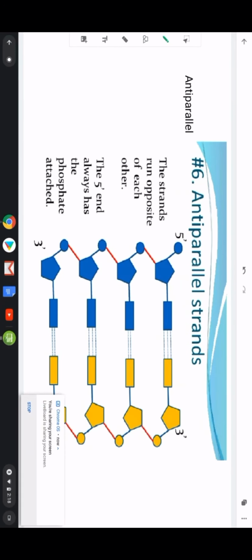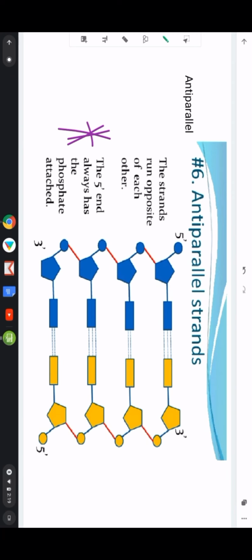Now this slide just further shows what I started talking about in the DNA-based pairing example. DNA has two strands that run anti-parallel to each other. They run in the 5' to 3' direction and 3' to 5'. The 5' end always has a phosphate group attached. So that's an easy way to look at it.